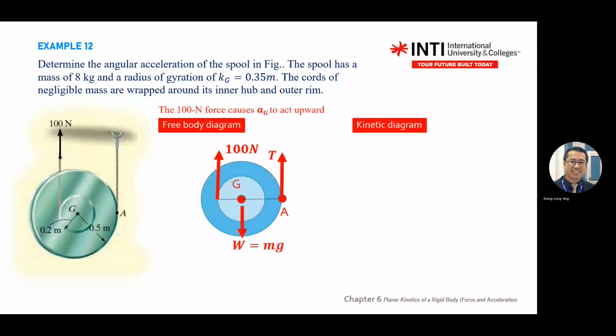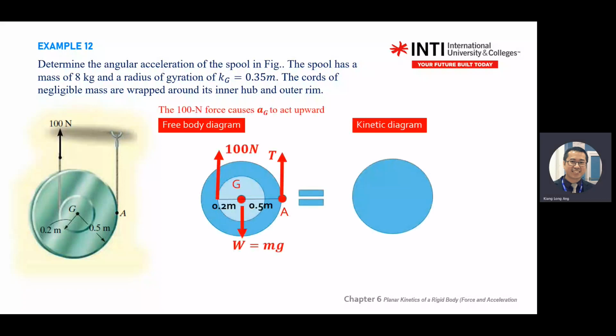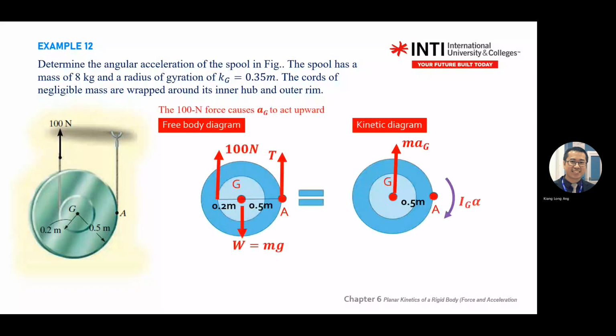Kinetic diagram. How do you draw the kinetic diagram? What do you put in first? The G point first. Then MA, where is MA? At point G. Then, again, for a rigid body, you have I_G alpha. Although it's not mentioned in the question, for a rigid body, you have one more moment because of inertia.